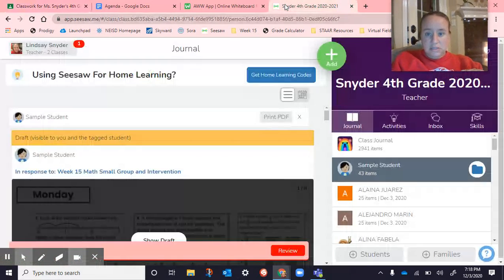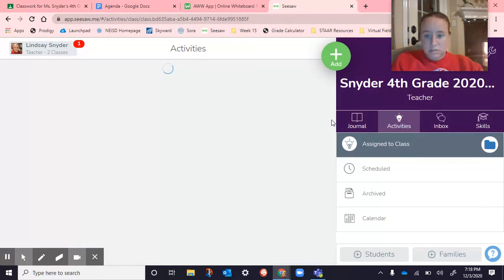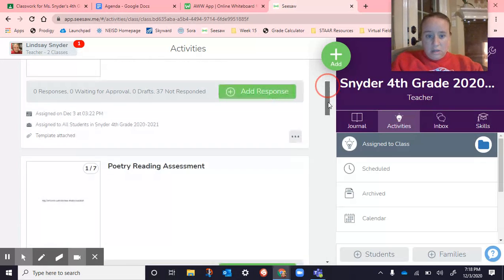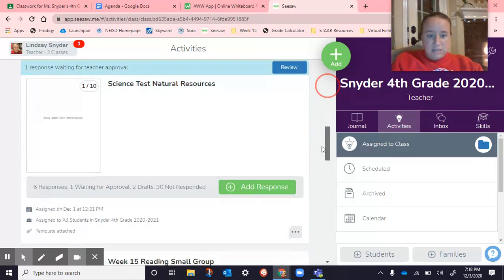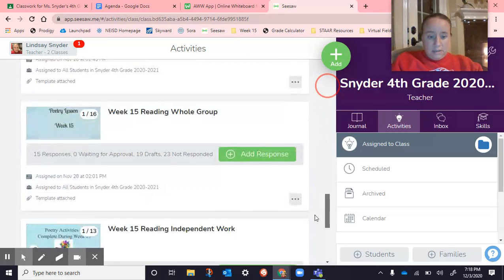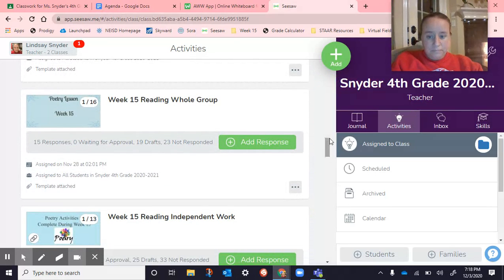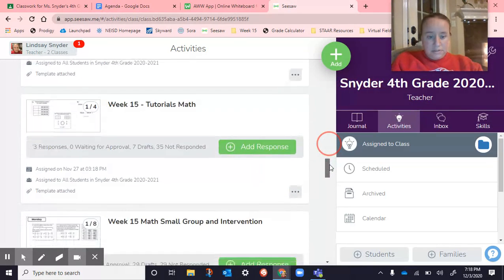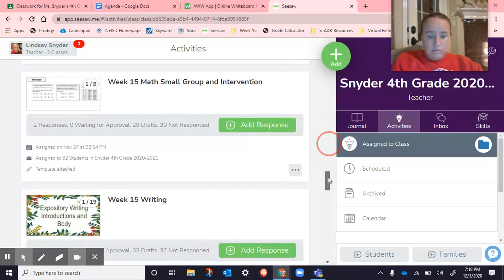And let me check Seesaw just to make sure I got everything. All right, tomorrow we have reading test. All of this will be turned in and due tomorrow.